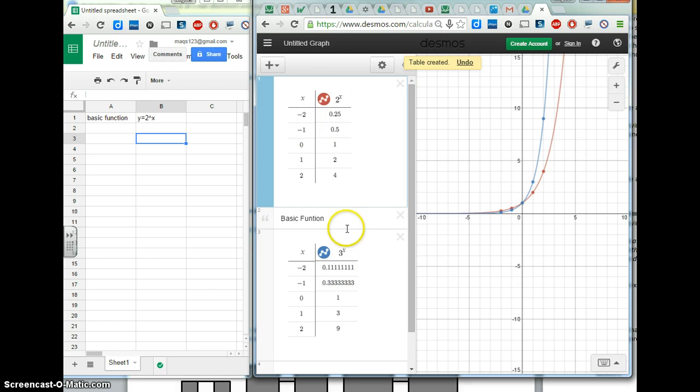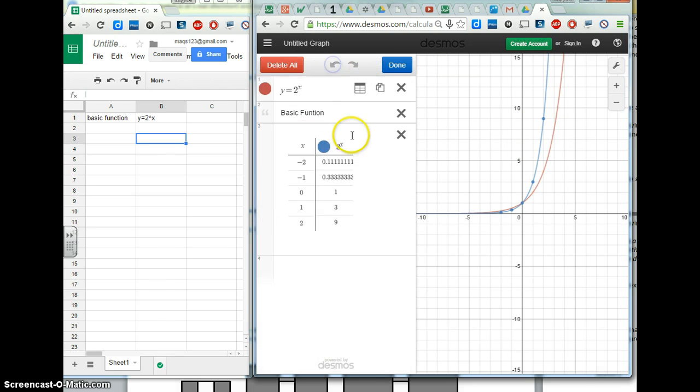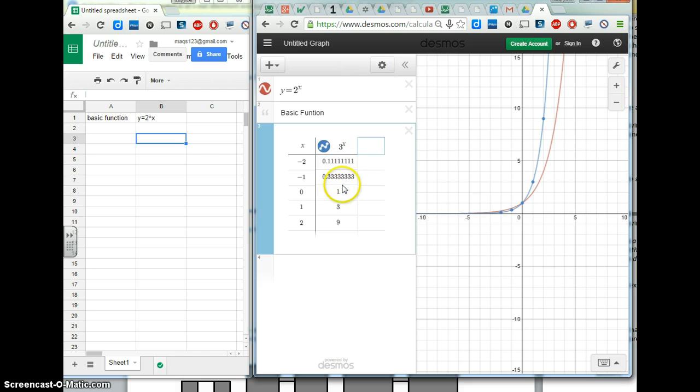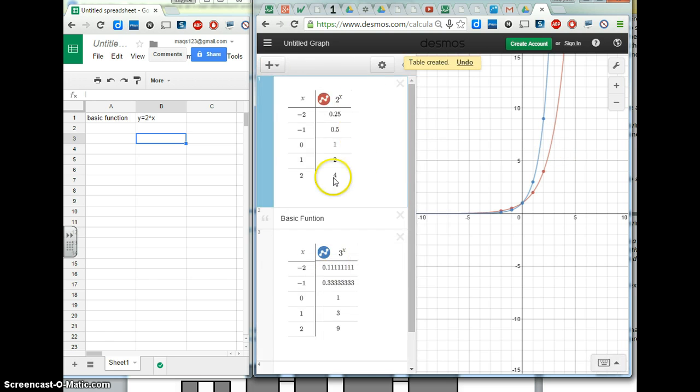So this one's multiplying by 3. The blue one is multiplying by 3. So it's going to reach up faster. Put this back so you can see the numbers. It goes 1, 3, 9. It's faster. The other one was 1, 2, 4. See that? So it's getting up a little bit slower.